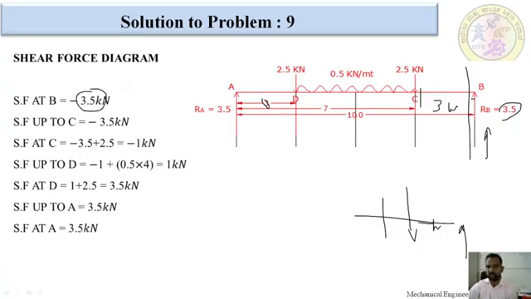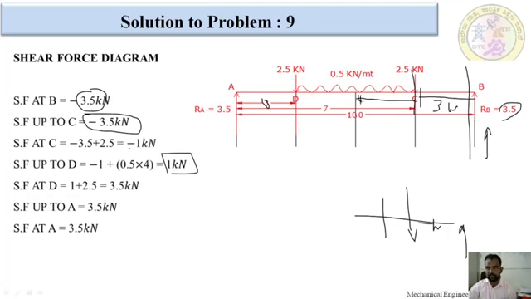Up to here we are having the same load. Up to C point we are having the same load. At C point we are having a different load. 3.5 is negative plus 2.5 is the positive value. At this point we are having 1 kilonewton as negative value. After that, up to this point we are having a different value because of UDL. How much is it? This is negative 1. Up to C point we are having negative 1.